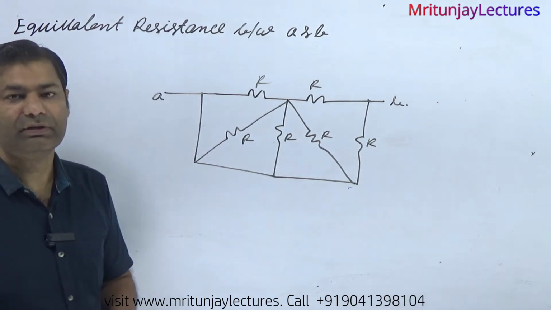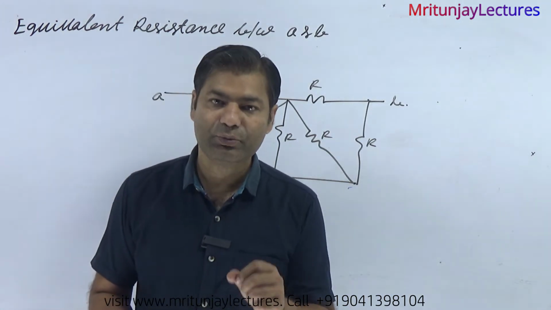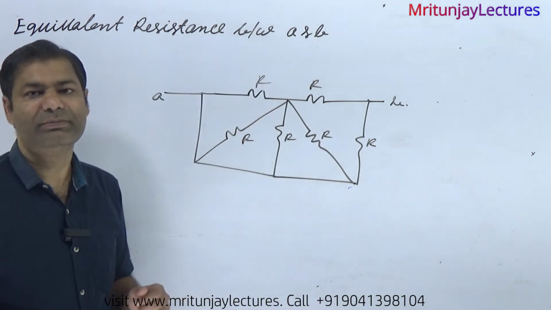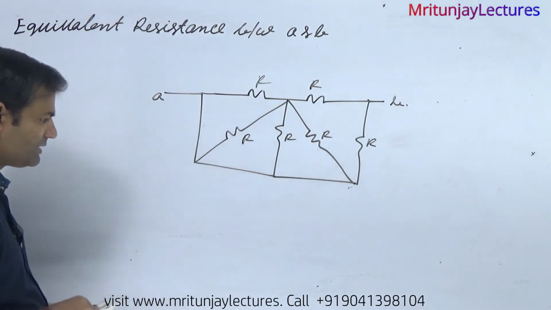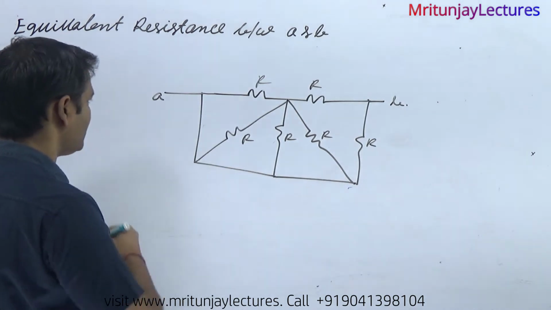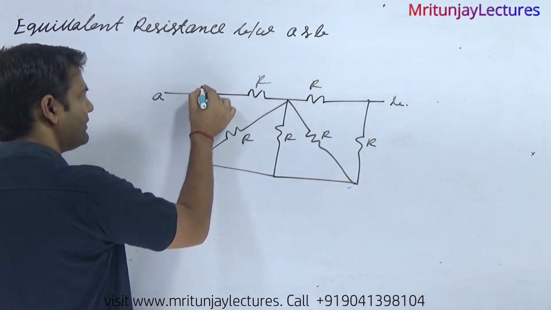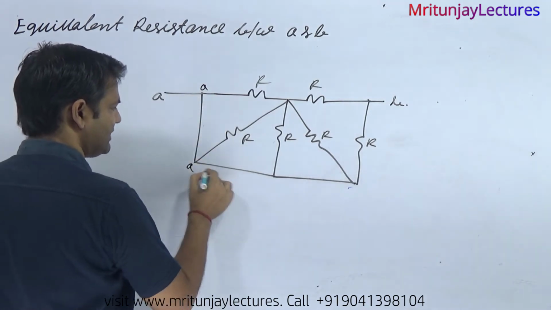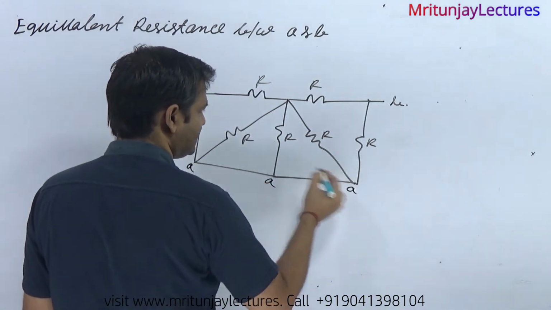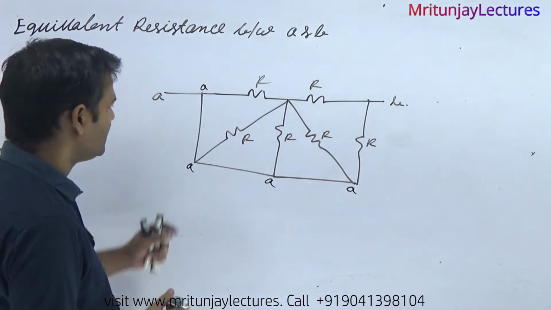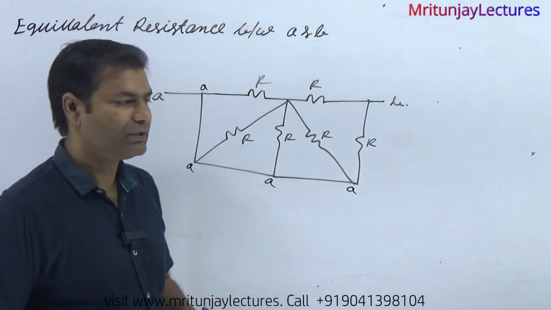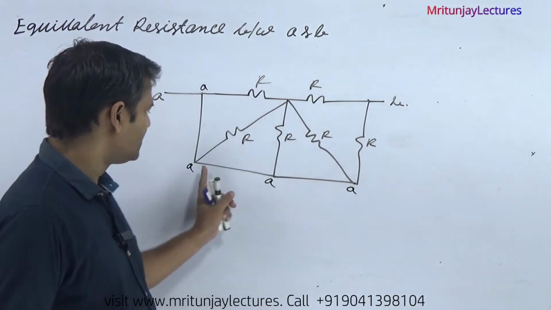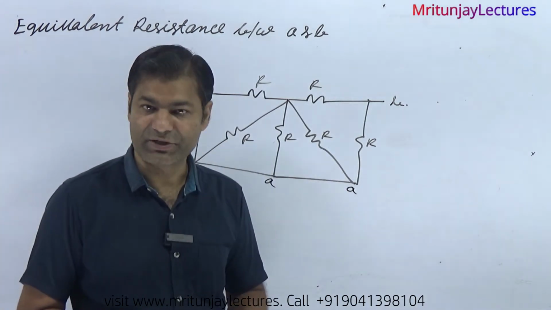Now, find the equivalent resistance between A and B. So how can we determine it? First of all, check series and parallel. If you consider that point is A, that is also A, this one is also A, and this one is also A. Why? Because there is no voltage drop between these two and these two. It means that point, that point, that point, and that point represent the same potential.